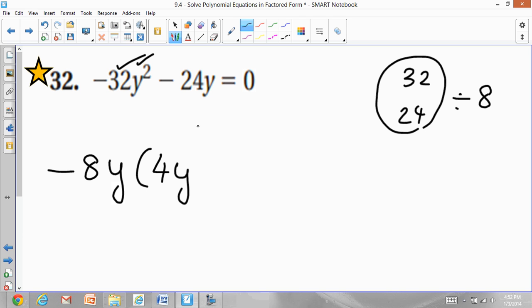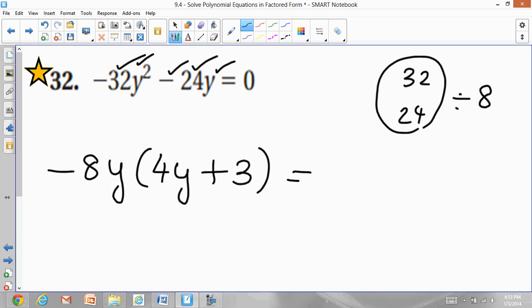You need to get the negative back, so that means it's got to be a positive. Negative times positive will give you back my negative. 8 times what will give you 24 is what you need to think. 8 times 3 will give you back my 24. And y times what will give you back the y, which is going to be a 1. 3 times 1 is just 3.